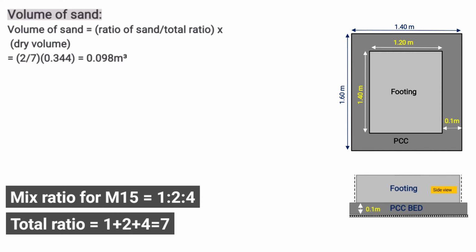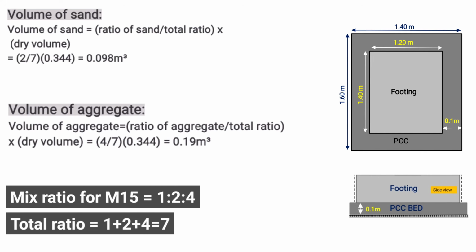Volume of sand will be equal to ratio of sand upon total ratio into dry volume. Ratio of sand for M15 grade of concrete is 2 and total ratio is 7. Dry volume is already calculated as 0.344 meter cube. So volume of sand will be equal to 0.098 meter cube. Now we need to calculate the volume of aggregate, which will be equal to ratio of aggregate upon total ratio into dry volume. As the ratio of aggregate for M15 grade of concrete is 4 and total ratio is 7, on substituting these values, we will get the volume of aggregate equal to 0.19 meter cube.